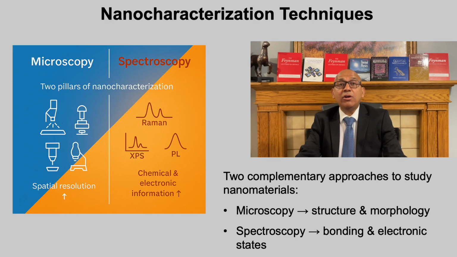Nano-characterization methods fall broadly into two families, microscopy and spectroscopy. Microscopy reveals where atoms and features are. It resolves structure and morphology directly. Spectroscopy, in contrast, explains how atoms bond and how electrons interact with energy, giving chemical and electronic information. These two perspectives are complementary. Together, they connect structure to property.